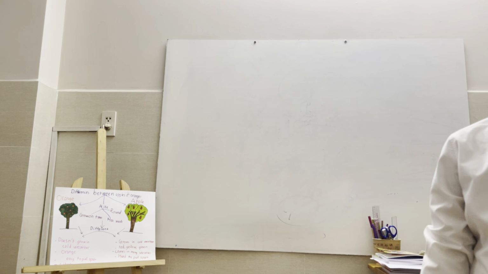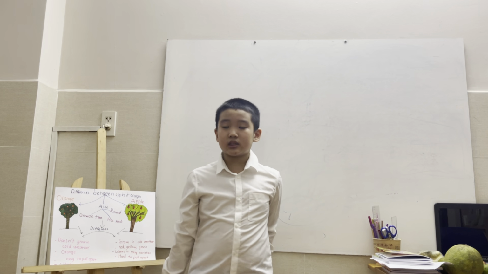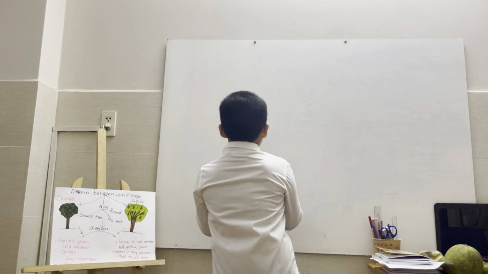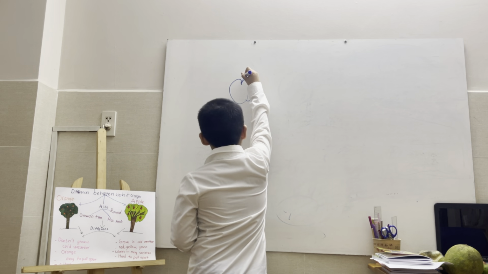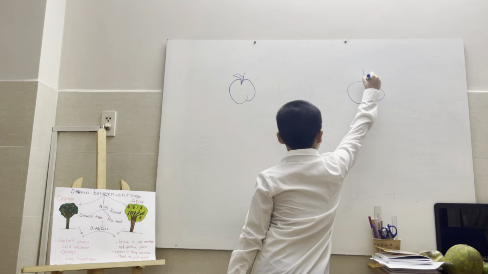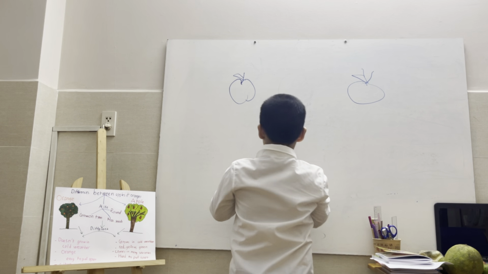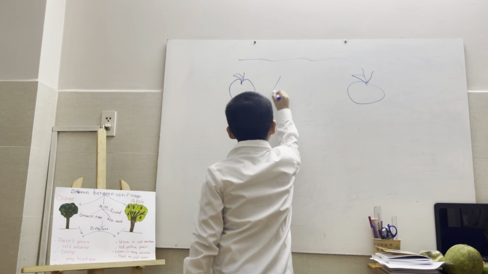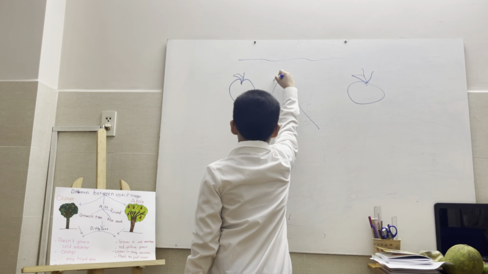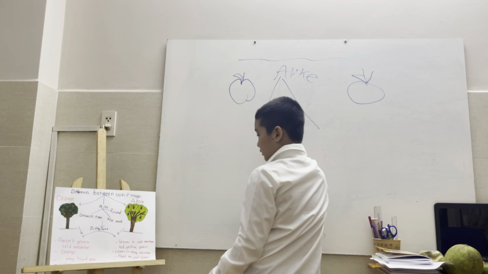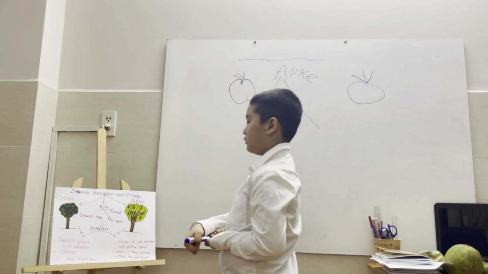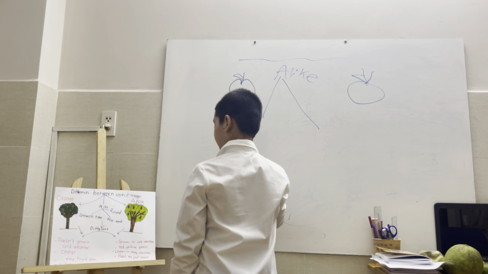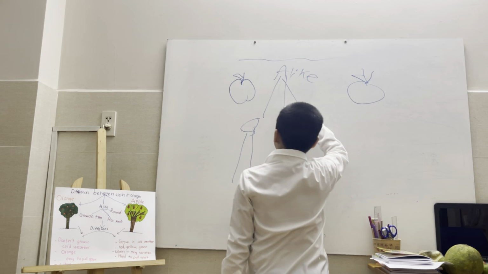So, let's begin with our lesson. Today we're going to talk about differences between apples and oranges. Here you can see sometimes they are alike. So how are they alike? Well, they're alike in that they grow on trees. This is like a tree. They're round and they have seeds.